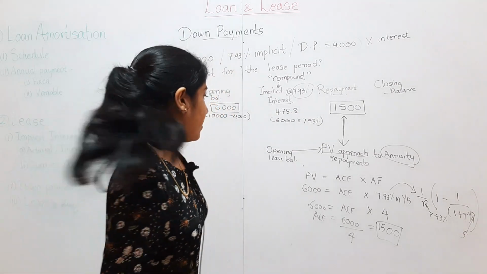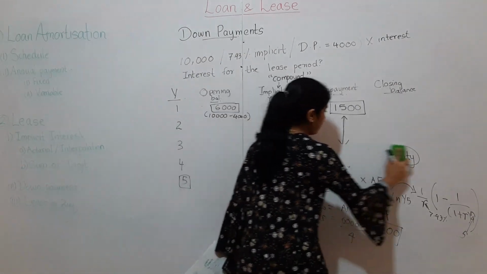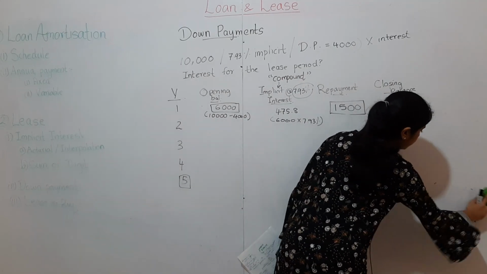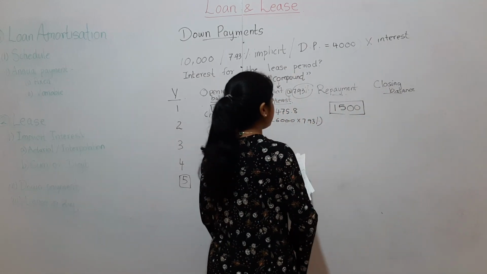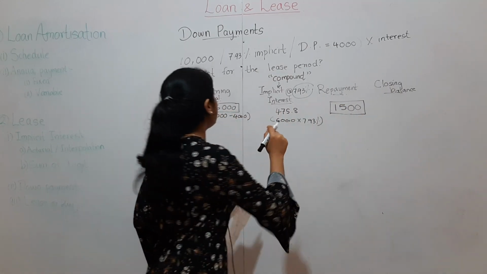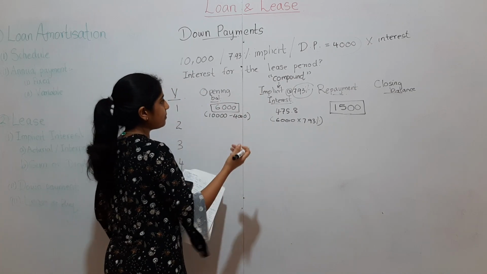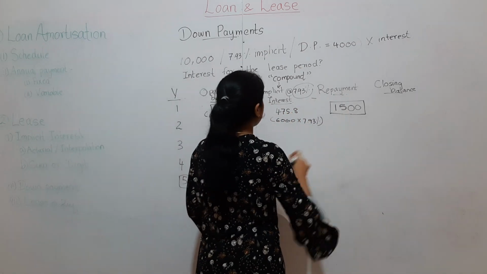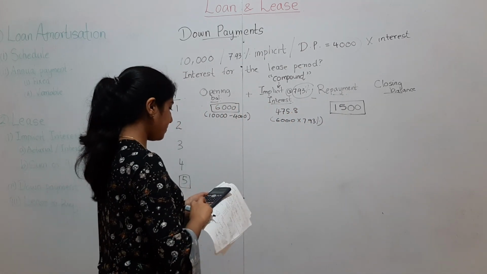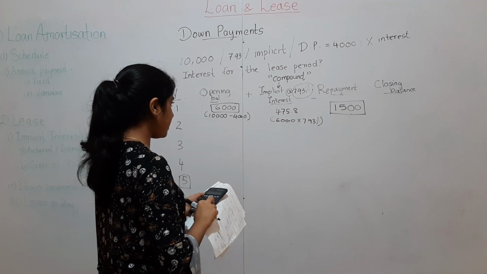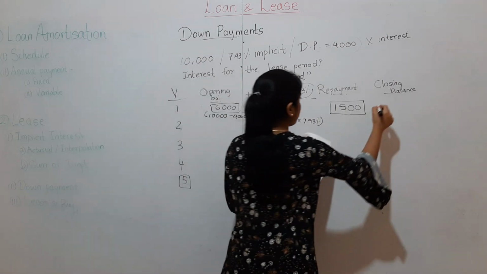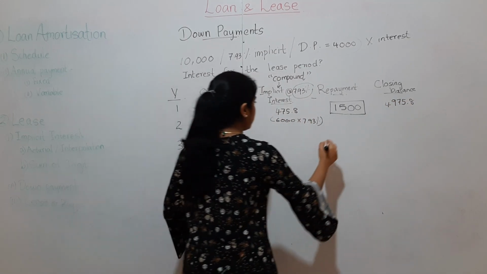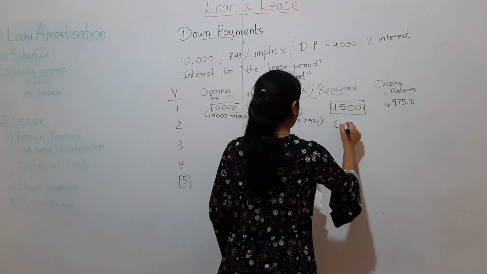Right? Okay, so with that, we can finish off our amortization schedule. That's it. Nothing new. So, rewind how to work out the closing balance. Opening balance plus implicit interest minus repayment. 6,000 plus 475.8 minus 1,500 is 4,975.8. So this will be 1,500 every year.